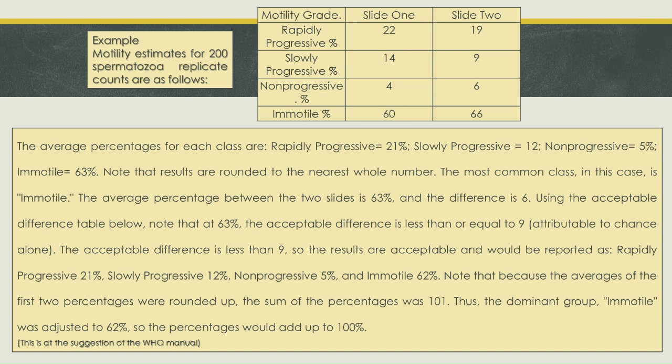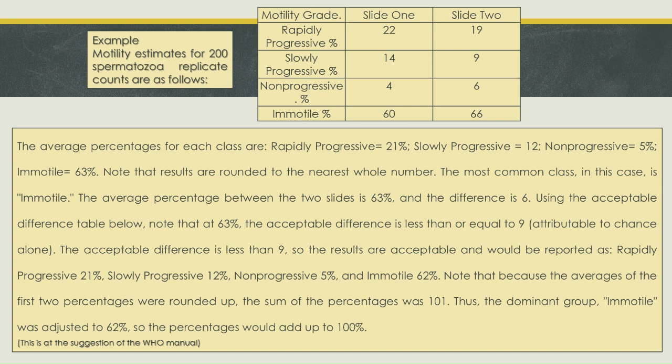equals 63%. Note that results are rounded to the nearest whole number. The most common class, in this case, is amotile. The average percentage between the 2 slides is 63%, and the difference is 6. Using the acceptable difference table below, note that at 63%, the acceptable difference is less than or equal to 9, attributable to chance alone.